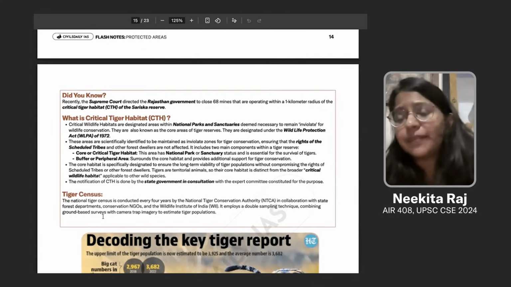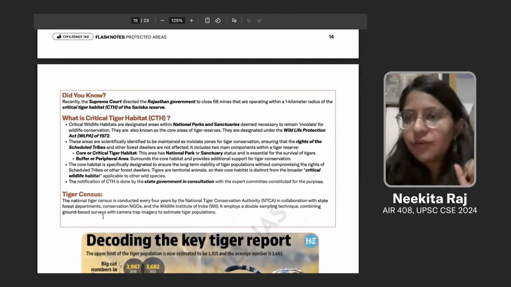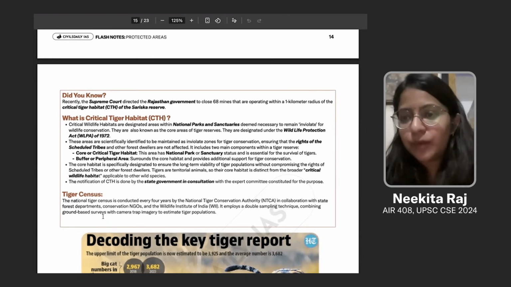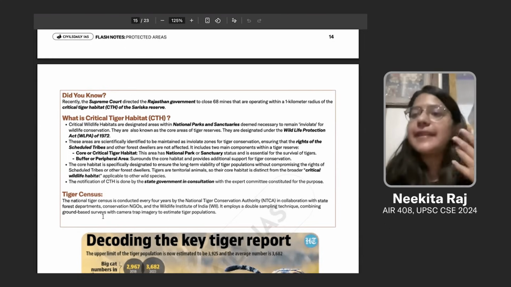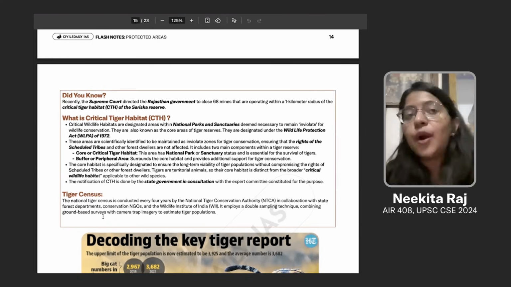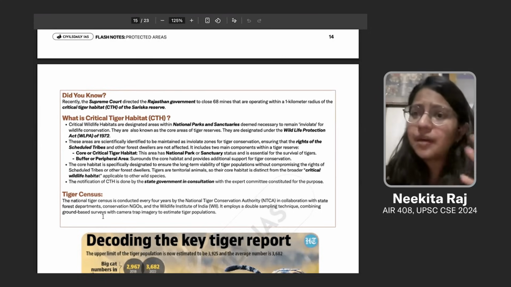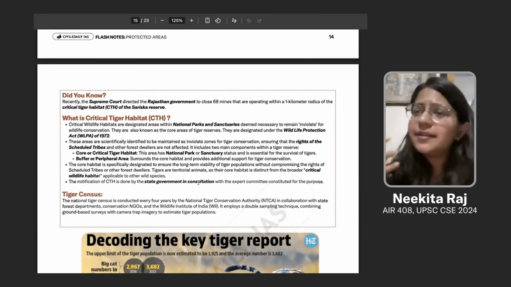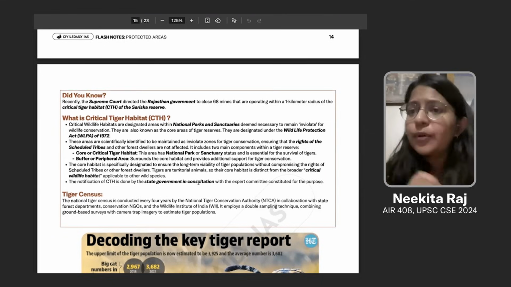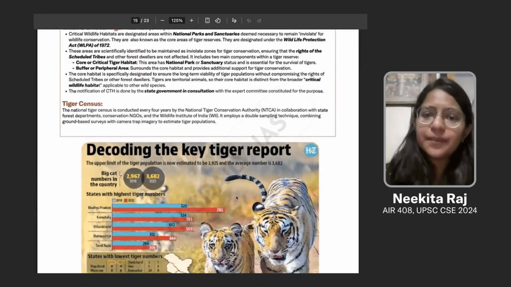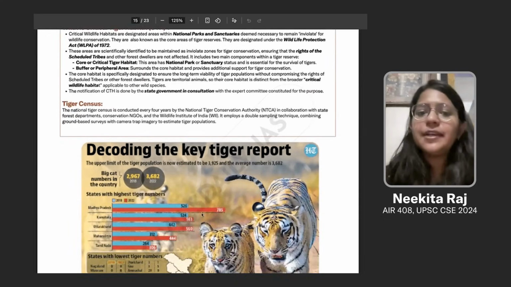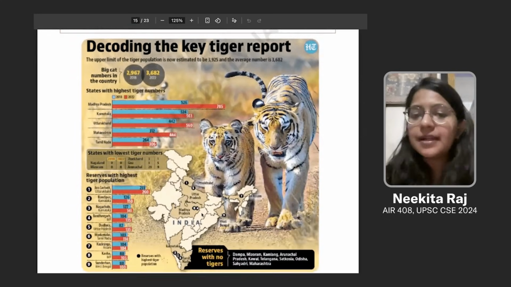Now, the tiger census is something very important in the context of India, because India has done wonderful work to improve the population of tigers. What is the present population of tigers, and when did the whole tiger conservation scheme start? You should know the year. What are the things being done to remotely assess the population of tigers? So whatever important information is related to tiger projects, these are the things you should know.